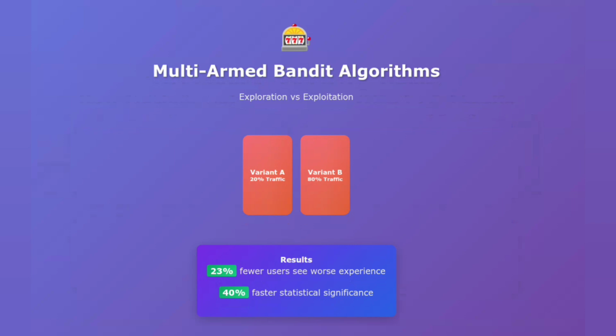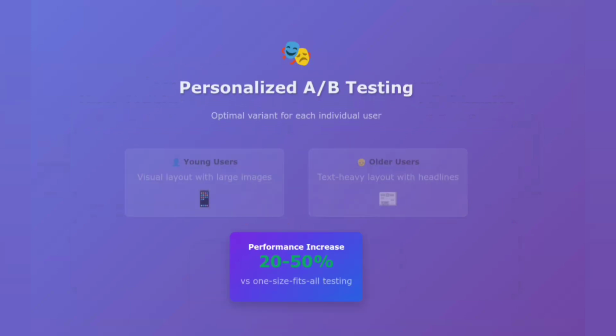Here's a real example: an e-commerce site testing 2 checkout buttons. Traditional A/B testing would show each button to 50% of users for 2 weeks. With Thompson sampling, the algorithm quickly identifies the better button and shifts 80% of traffic to it by day 3, while still exploring the alternative to confirm its superiority. The result? 23% fewer users see the worst experience, and you reach statistical significance 40% faster. This is the power of intelligent traffic allocation.